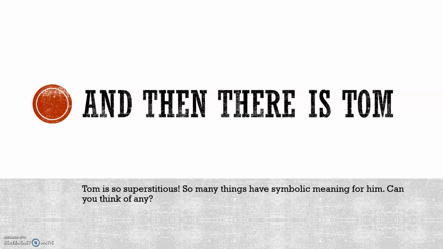And then there's Tom Sawyer. Tom is one of the most superstitious characters you will ever meet. He believes in all kinds of things, and because of that, all kinds of items in the book have symbolic meaning for him. Almost everything means more to him than it does to anybody else. Can you think of any of those things?